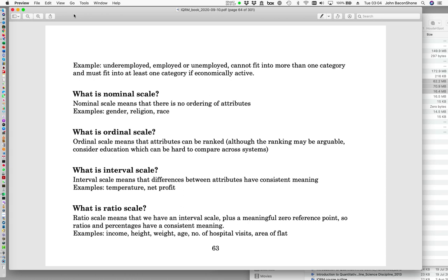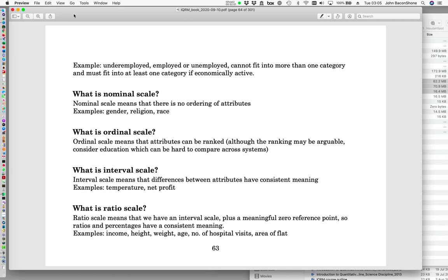Interval scale means that differences between attributes have a consistent meaning. So an example of this would be temperature, where we not only can talk about the temperature is 30 degrees centigrade, but we can say today is 3 degrees centigrade hotter than yesterday. Right? We can talk about that difference in a consistent manner that has a consistent meaning. Or it could be something like net profit, where again, net profit has a consistent meaning.